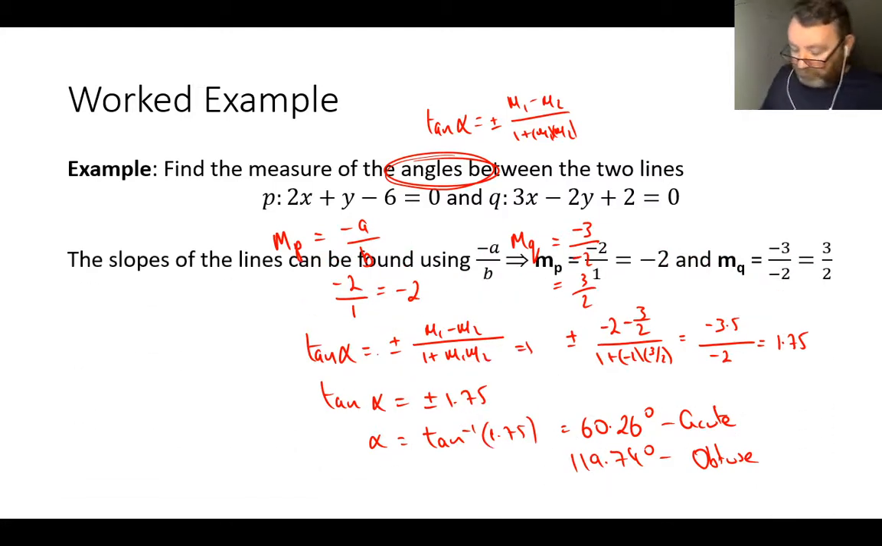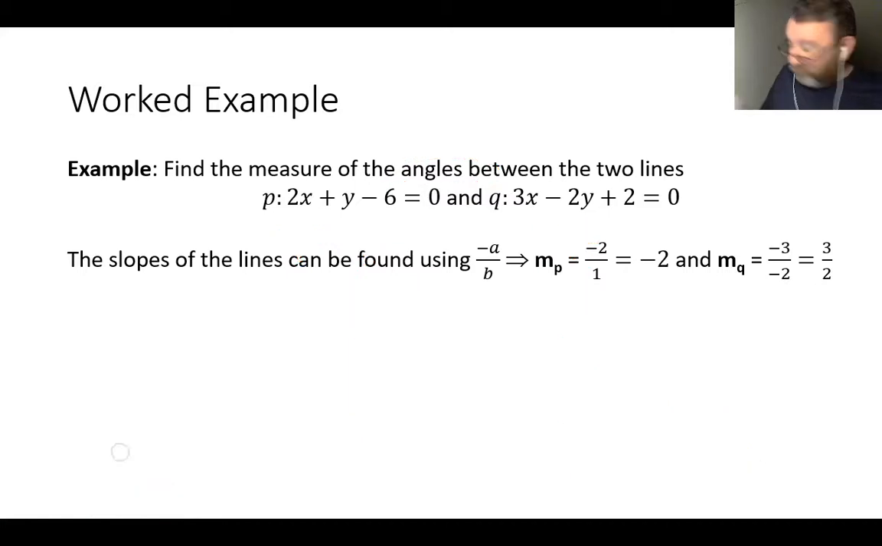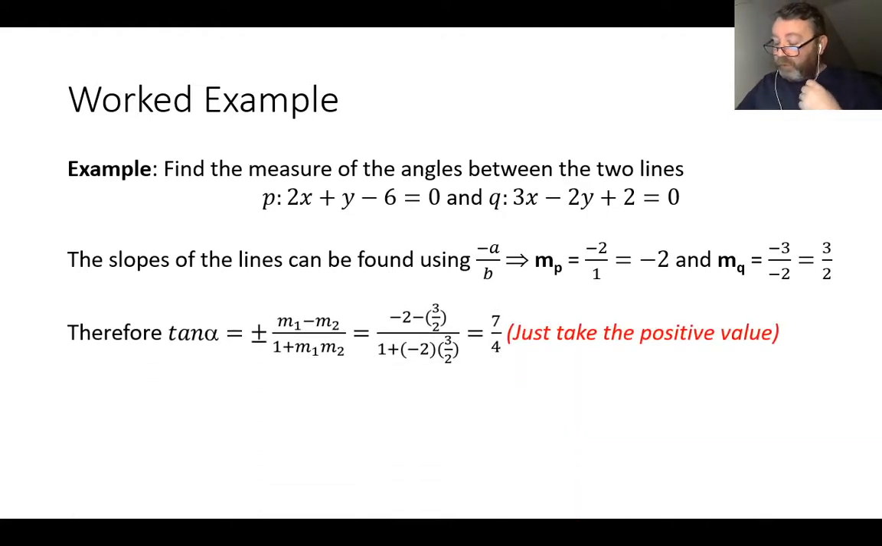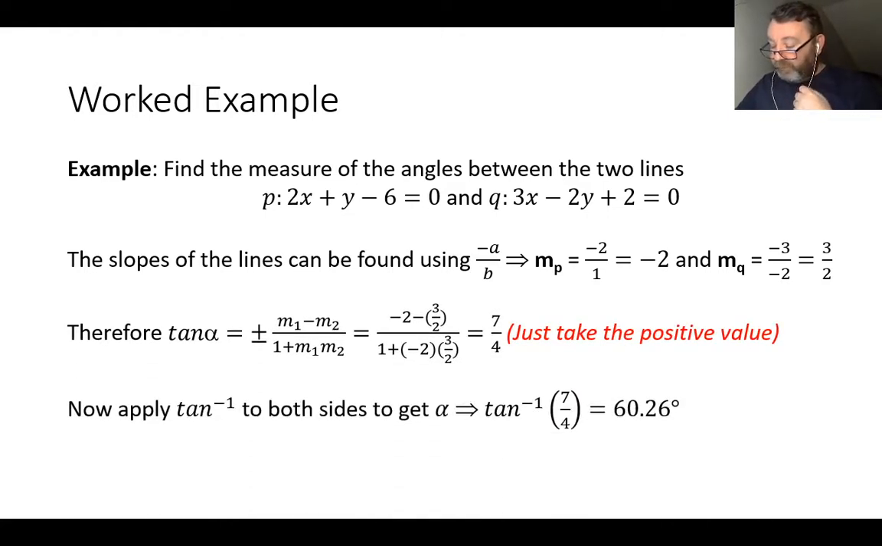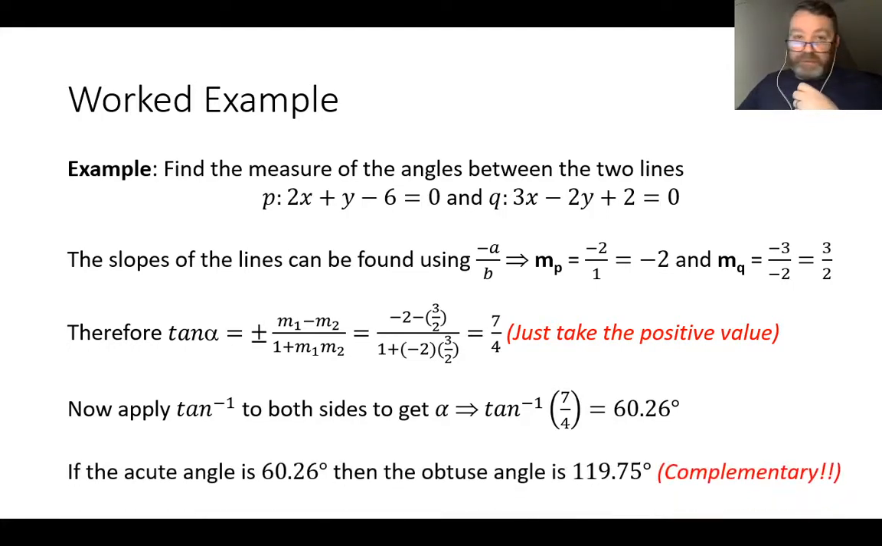Okay, we get that done. Good. So let me just take that writing off, because I've gone through it with you. We'll go through it here. So the slopes of P is -2, Q is 3/2. Therefore, put it in, it's 7/4, which we said already, and we get 60.26, which is the acute angle, giving me 119.75 as the obtuse angle.